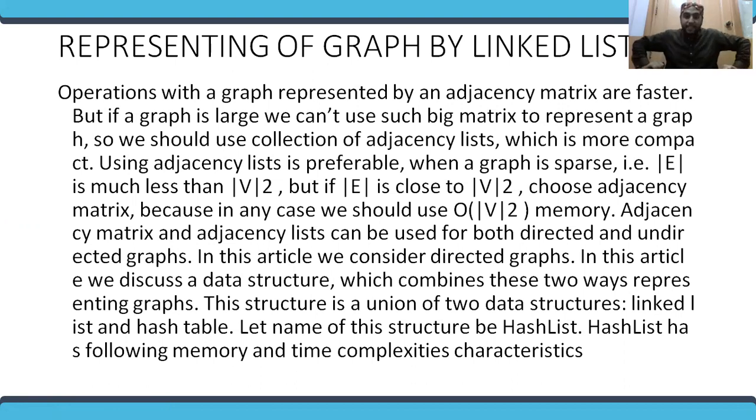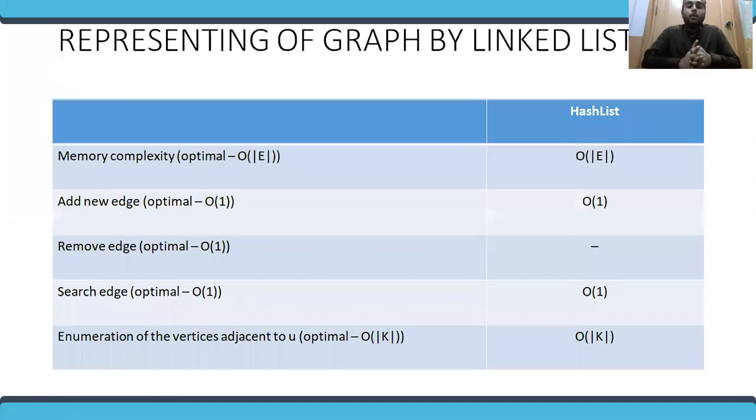This is a data structure. This structure is a union of two structures: linked list and hash table. Let's see the structure of the hash table. Hash table has the following memory and time complexity characteristics. Memory complexity is optimal, O(E). Hash list is the same as the first one. Let's see what's next.